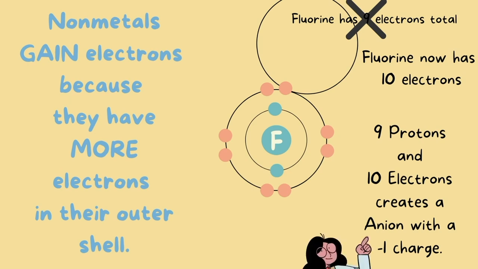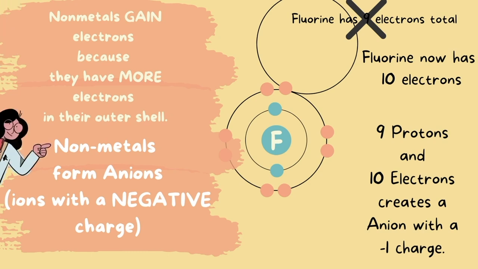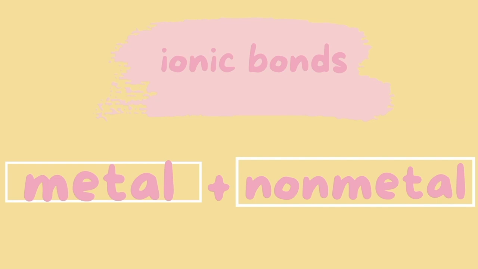The takeaway here is nonmetals gain electrons because they have more electrons in their outer shell. Nonmetals also form anions, which are ions with a negative charge. So notice that this is the exact opposite of metal characteristics. Now that we understand how metals and nonmetals work when they create a bond, let's see exactly how they create ionic bonds. Ionic bonds will have a metal and a nonmetal bonded together.